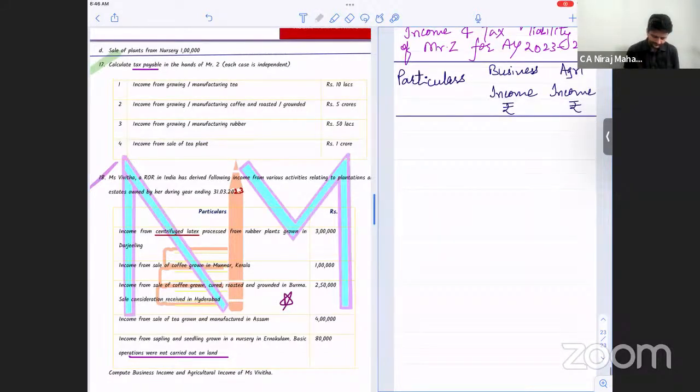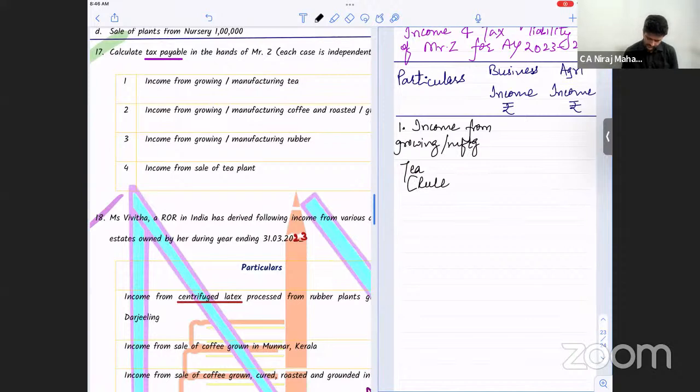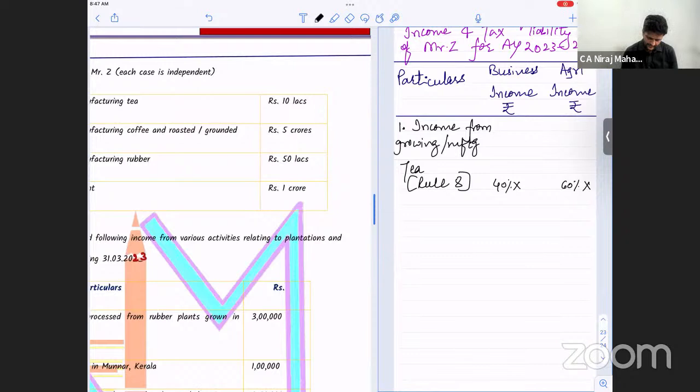All right. Let's go ahead, everybody. First one. Case number 1. Income from growing and manufacturing tea. You will give me rule number also. Rule 8 is it? Very good. So tea is the safest one, tea is the easiest one, 60-40. Correct? So here obviously we have 60% of agri. Okay. And here we have 40% for non-agri. What my total income was what? 10 lakhs. Okay. So 40% of 10 lakhs and 60% of 10 lakhs. Clear?